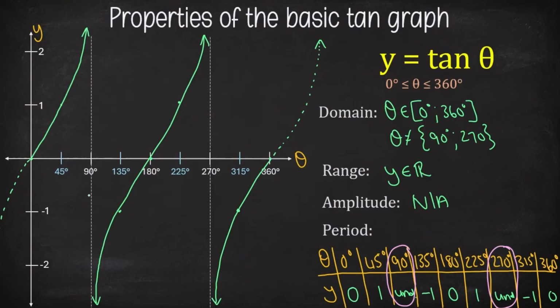Now, what is the difference between 90 and 270 degrees? Yes, it is 180 degrees. That means the tan graph repeats itself every 180 degrees. And for grade 10, you are going to remember that the period for a tan graph is 180 degrees. And that brings us to the end of this video. We now know how to draw a basic tan graph and identify its important properties.